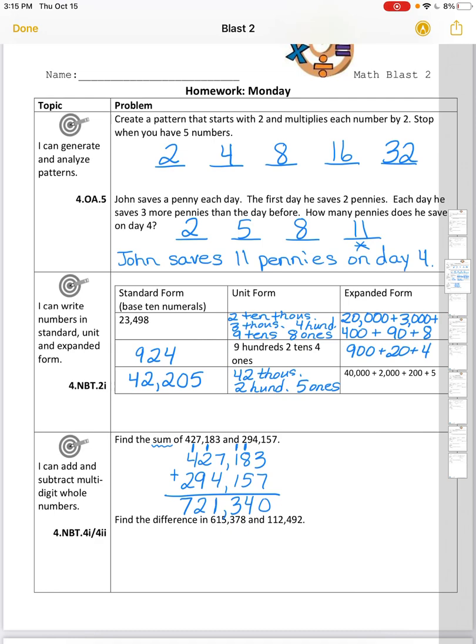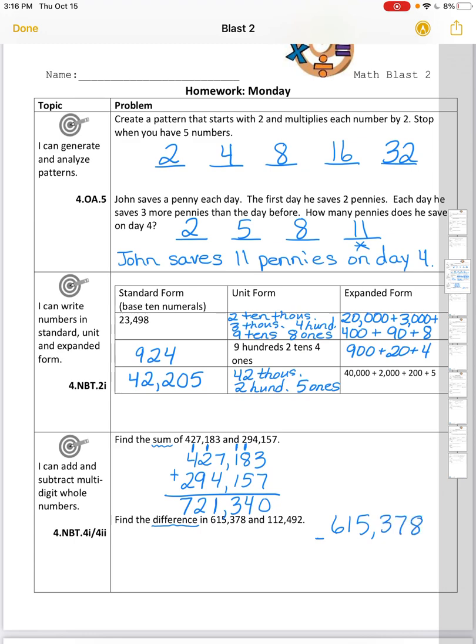Find the difference in 615,378 and 112,492. Now the key here is difference. Difference is the answer to a subtraction problem. So I'm going to be subtracting my numbers here. And again, I want to make sure that I'm subtracting like units.